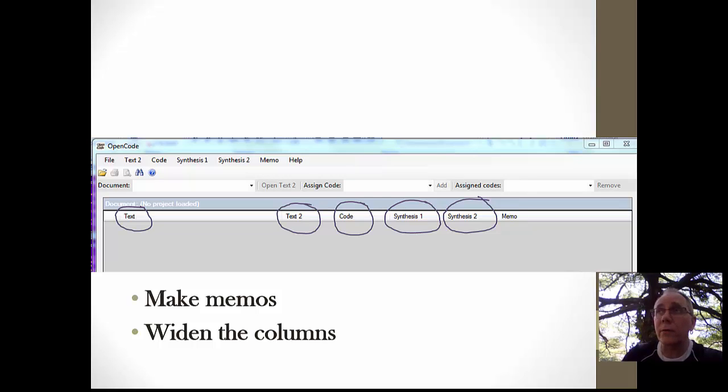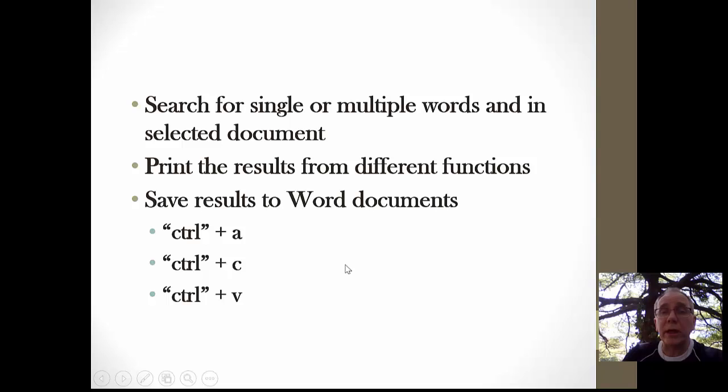Especially if you are using grounded theory, it seems unnecessary to have the text 2 column. You can search for single or multiple words. It can be useful if you, for example, have made a code in the third interview and you suddenly realize this code might be appropriate also in the first and second interview. I will look. Wasn't it some of my informants who actually said something to me that I maybe didn't code appropriately? You can also print all the results from all different functions.